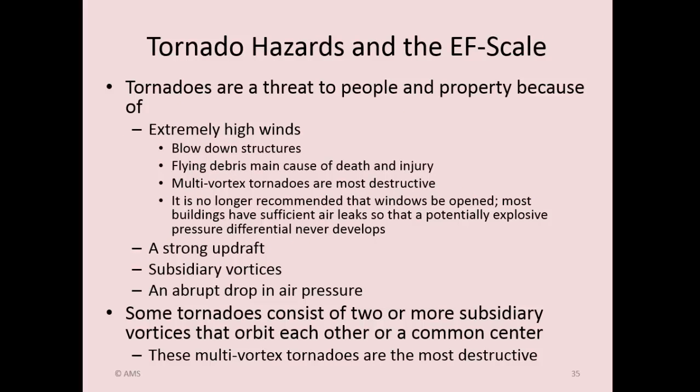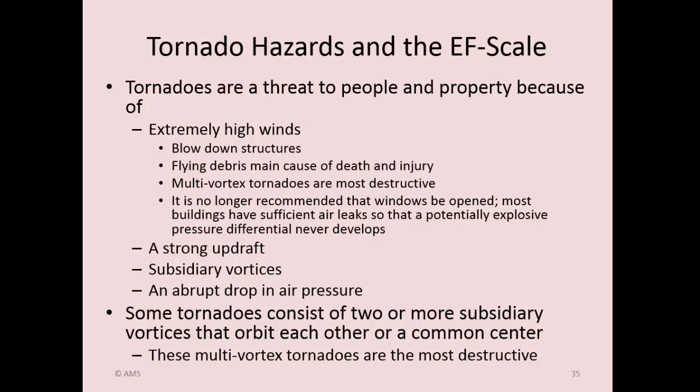Okay, we have this thing called the EF scale. Now, the EF scale is new. It used to be called just the F scale. Let me talk about that a little bit. The F in the F scale stands for Fujita. Fujita was a meteorological researcher out of the University of Chicago who came up with this.